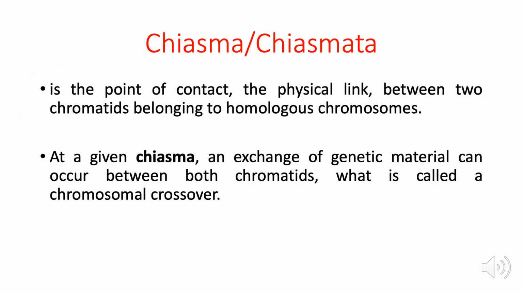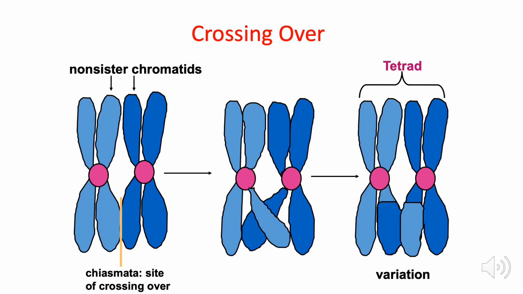Chiasma or chiasmata is the portion in the homologous chromosomes where the exchange of genetic material occurred. So take a look at this picture. You have here an area that is labeled as chiasmata. So this is the site for the crossing over of genetic materials.